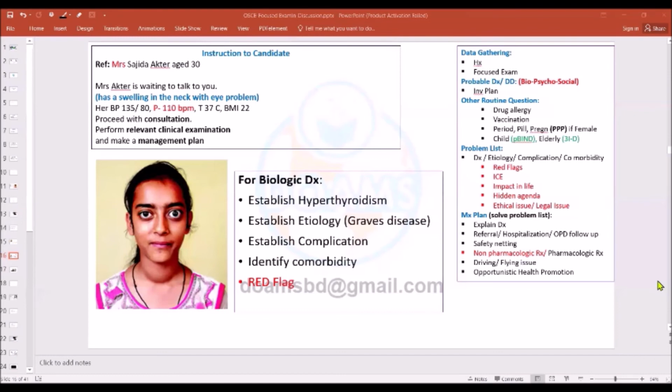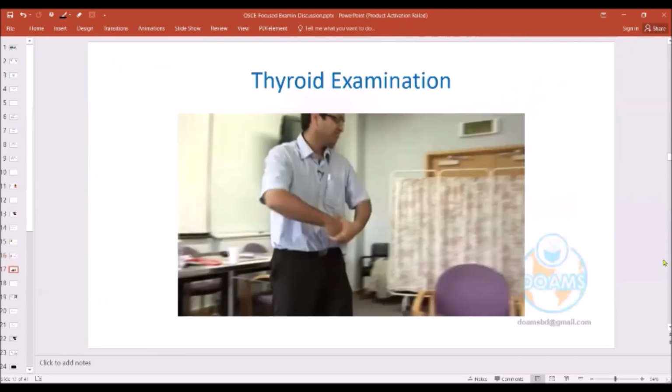But 100% mark needs that thing I discussed. It should be effective examination. It should be complete examination. It will be focused examination. Then you will get near about 100% mark. And management plan, this is not our topic today, details already we discussed in our other session.